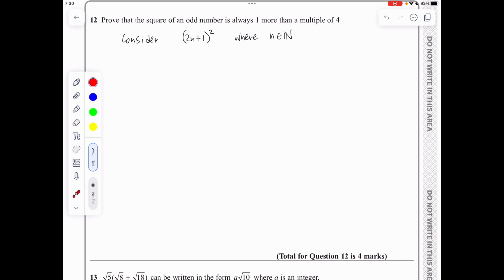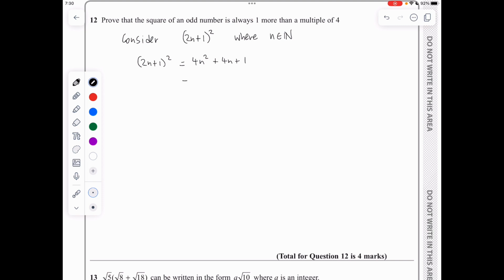Now, the set of natural numbers is the set of positive integers. 2n plus 1 is an odd number because 2n is always even. If I add 1, it's going to be odd. So I'm now considering the square of an odd number. So 2n plus 1 squared is equal to 4n squared plus 4n plus 1.